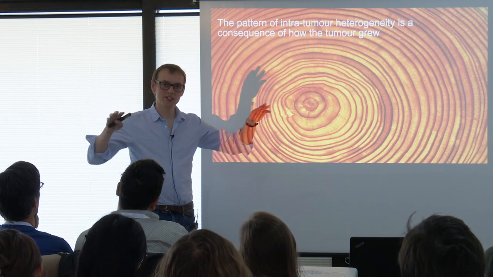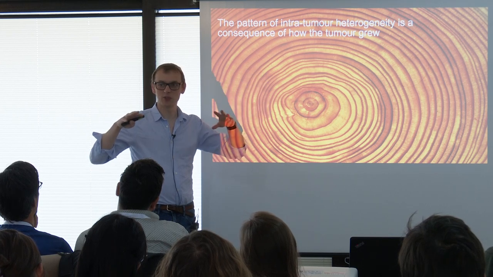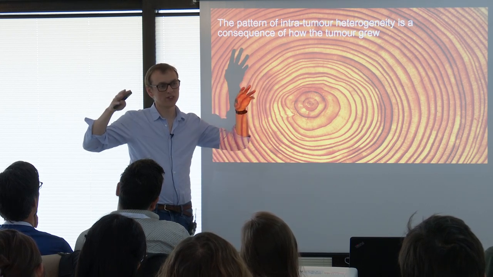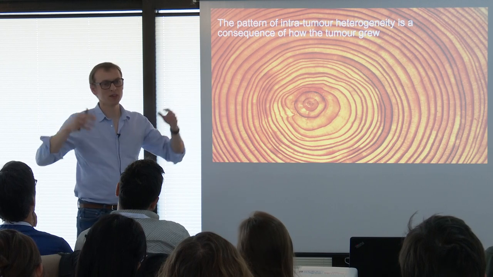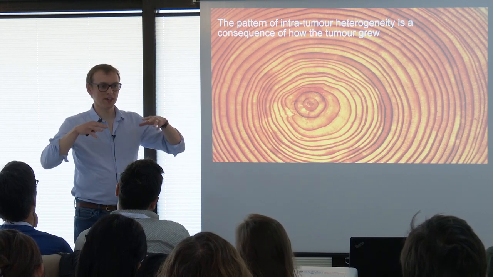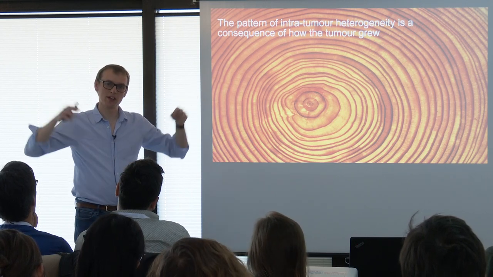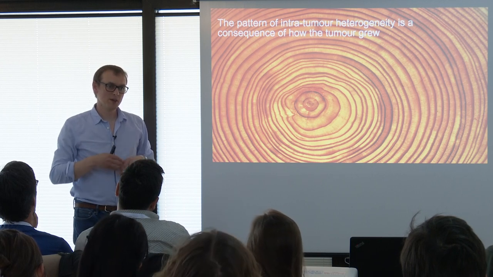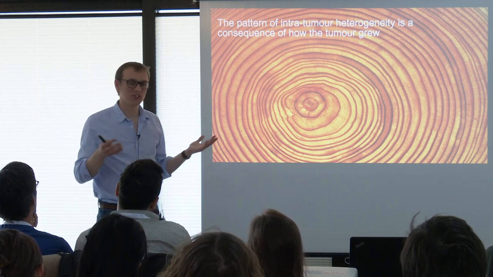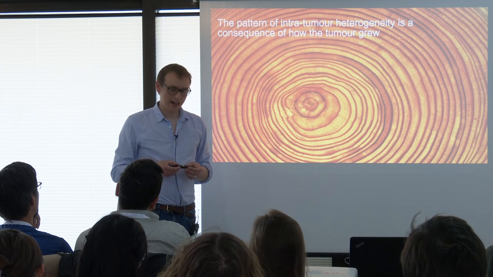So we think about the pattern of intratumor heterogeneity that exists within a cancer, because cancer is this branching evolutionary process with mutations accruing in cells as that tumor grows, so of course there's heterogeneity that results in the tumor. We think of that pattern of heterogeneity like a secret diary that records how the cancer grew.